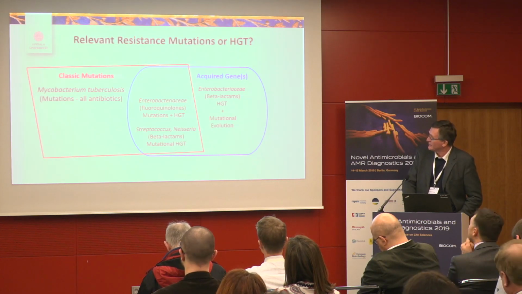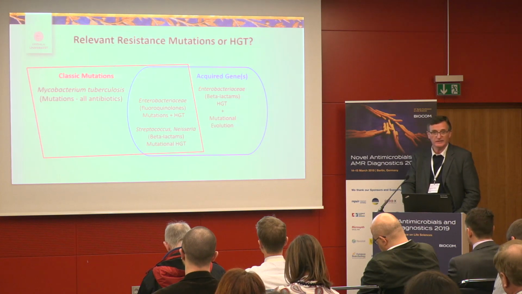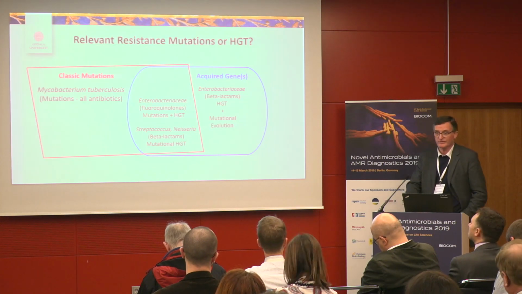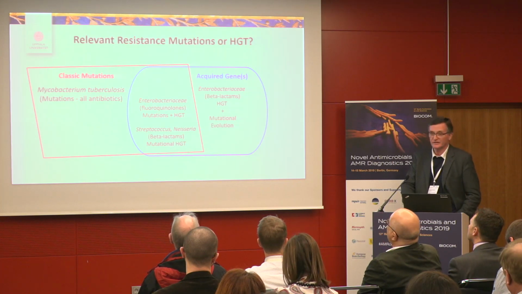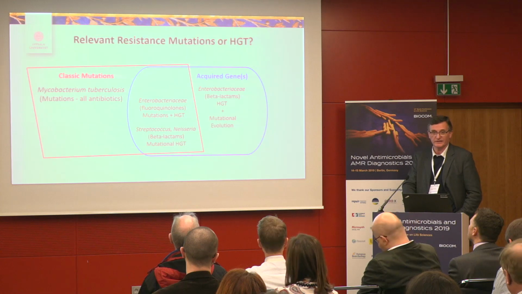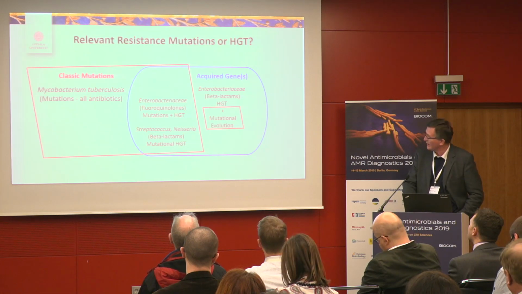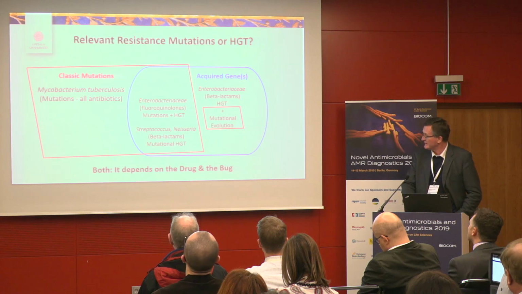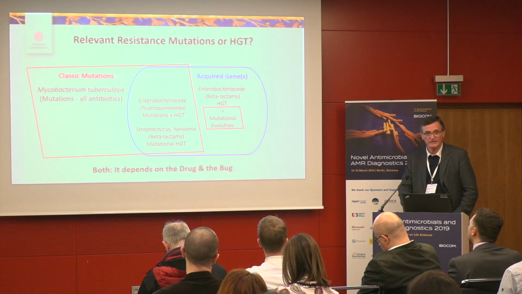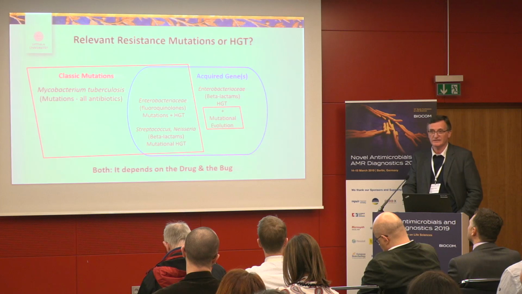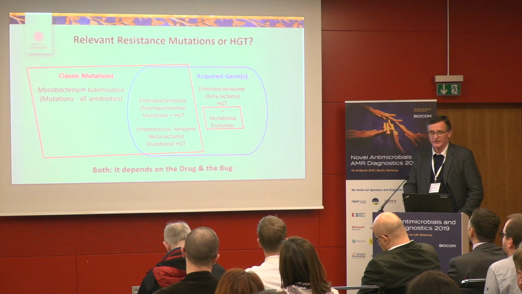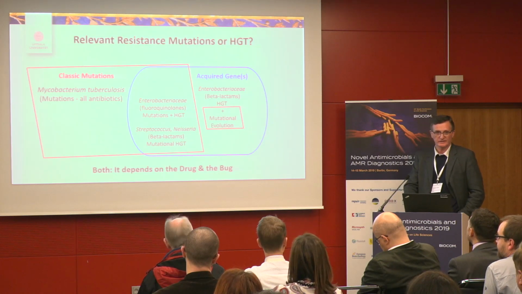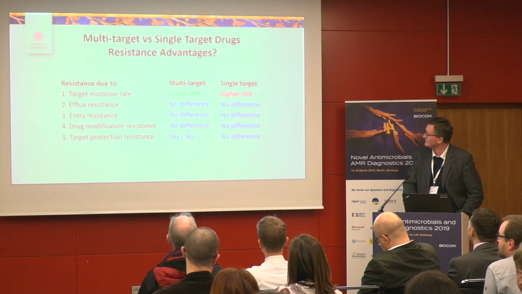And then classic mutations: MTB, the most important example where it's only mutations, but there are also mutations in the Enterobacteriaceae and in the gram-positive strep and Neisseria. So both of these are important, and I think it really is going to depend on the drug and the bug. And the reason I bring this up is that at an early stage, you still don't really know what you're going to be doing with this compound, where it's going to end up. And you're going to have to decide: is mutational resistance going to be the big issue or not?